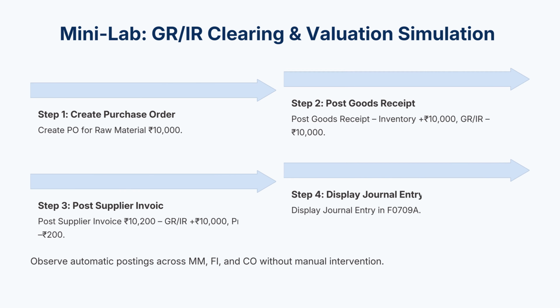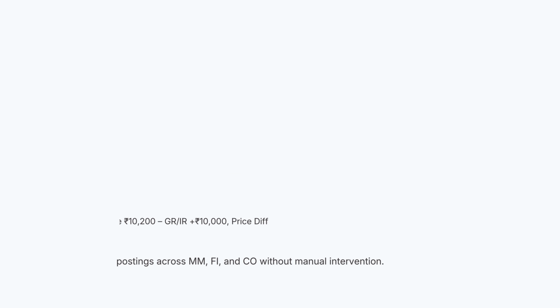Minilab, GRIR clearing and valuation simulation. Let's perform a short simulation. Create a purchase order for 10,000, post the goods receipt, and observe inventory debit and GRIR credit. Then post an invoice for 10,200. The 200 difference flows to price difference, PRD. Display the journal entry in Display Journal Entries to trace every movement across MM, FI, and CO. This is a powerful demonstration of SAP's automated accounting.